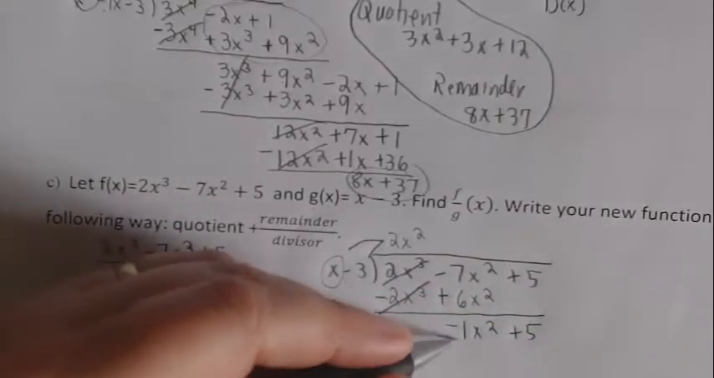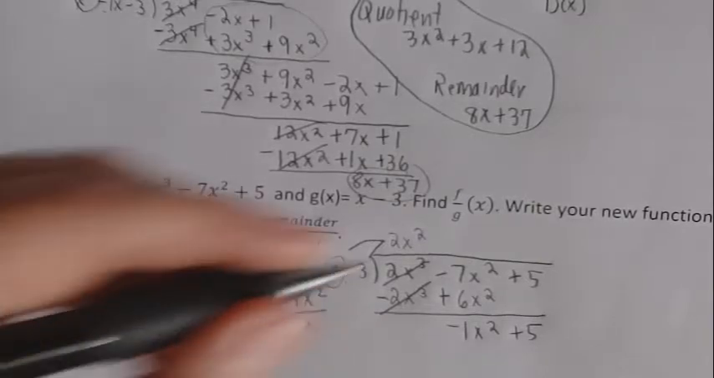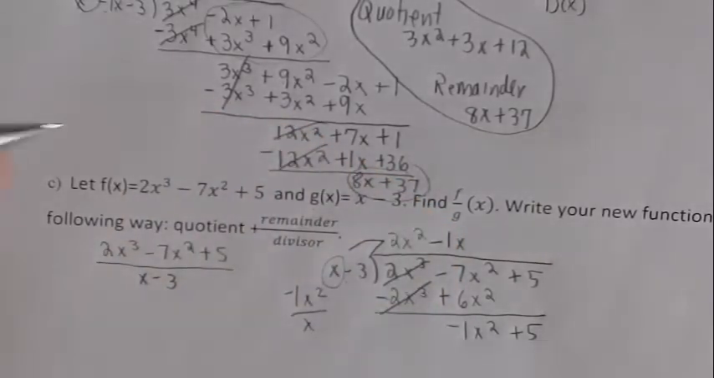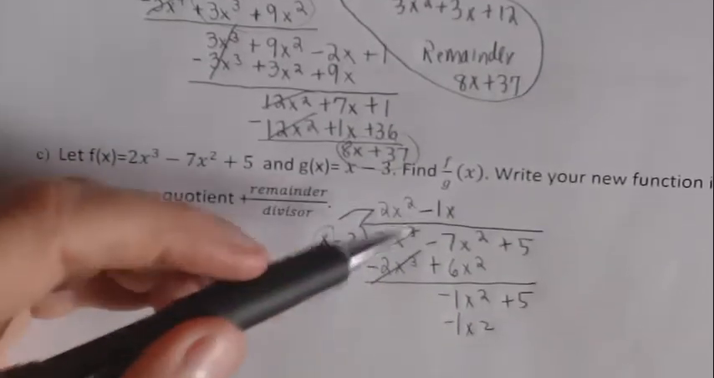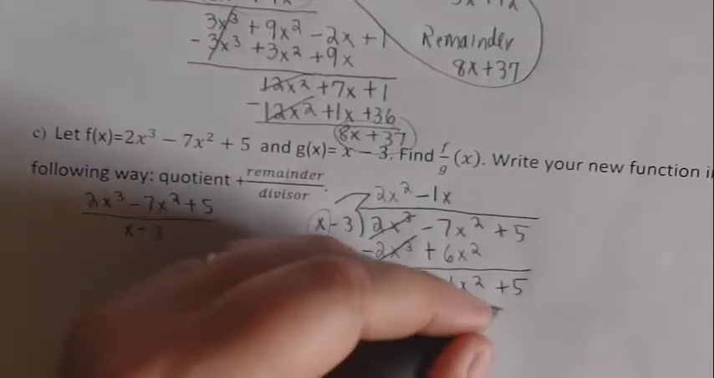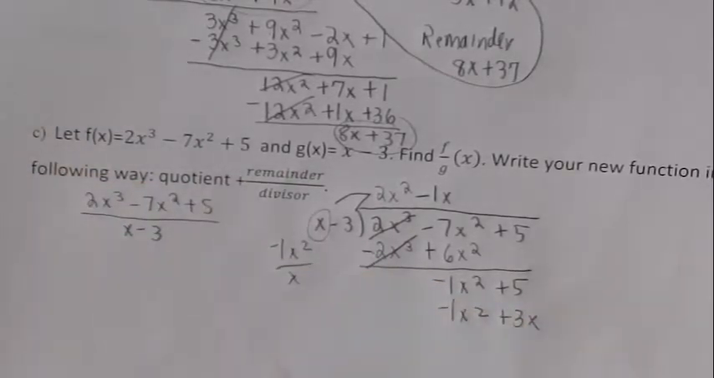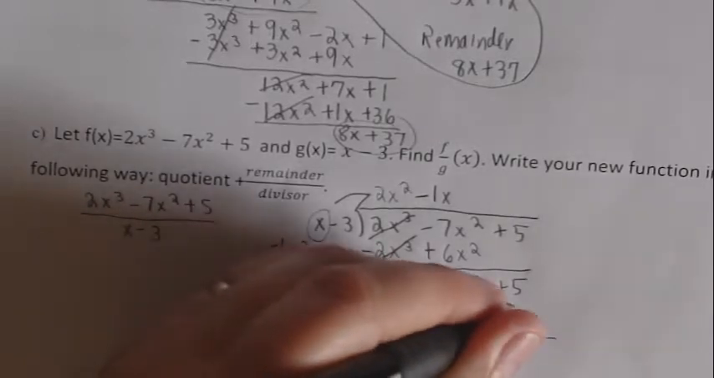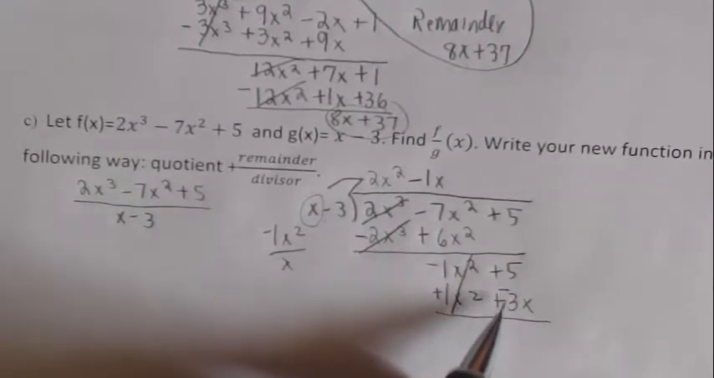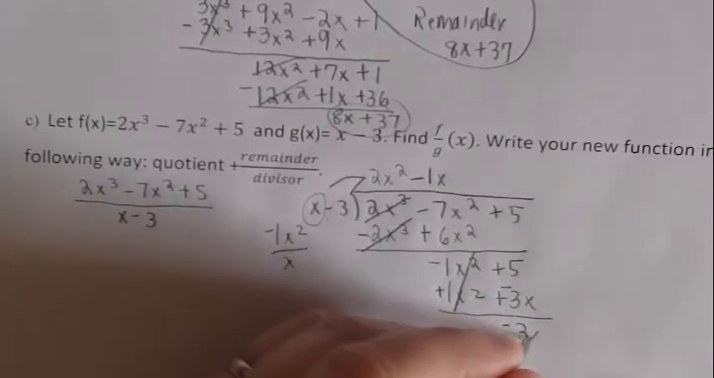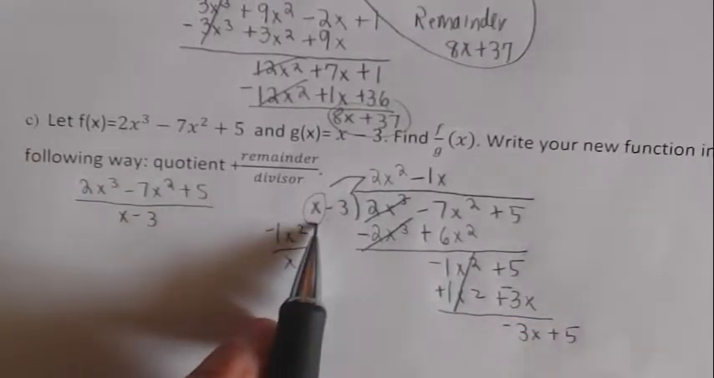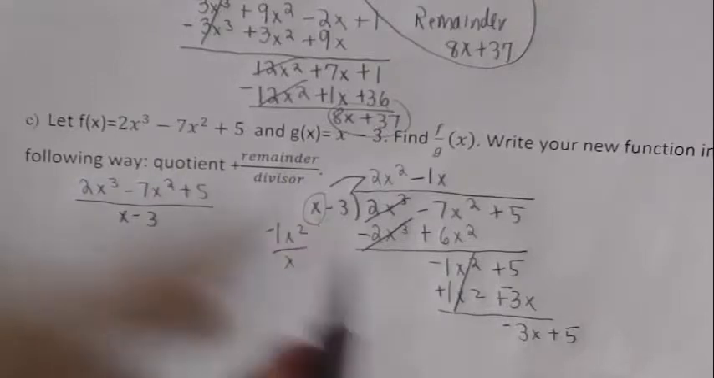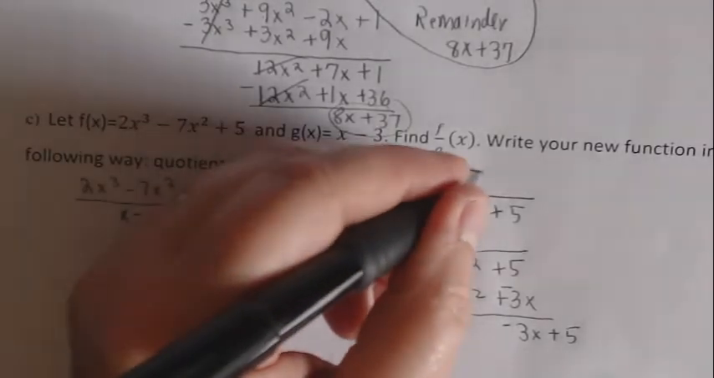Okay, and then you're going to go again. Negative 1x squared divided by x is negative 1x. Now you're going to distribute, so that's negative 1x times x is negative 1x squared, and negative 1x times negative 3 is positive 3x. Draw your line, change those signs, and there it is. These are not like terms. You knew it was going to happen at some point. So this is negative 3x plus 5. This is a degree 1. You're dividing by degree 1. So you keep going. Negative 3x divided by x is negative 3.